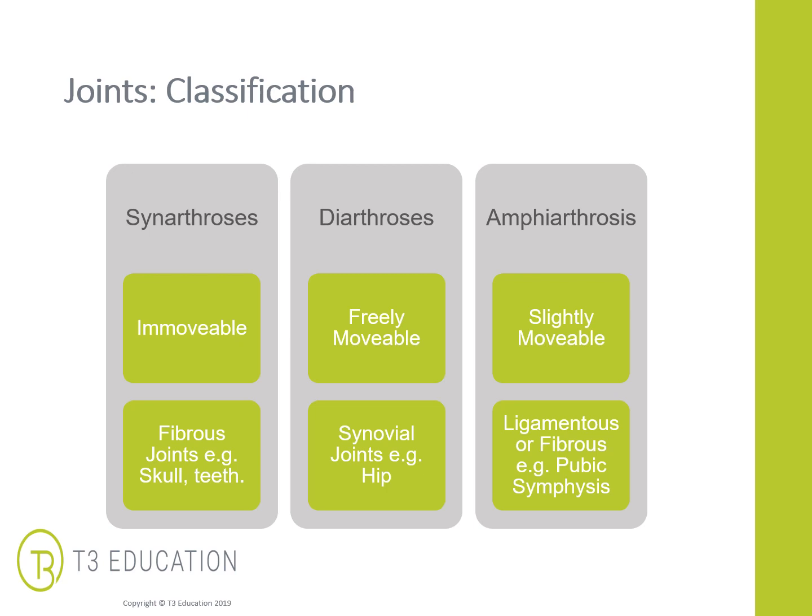Diarthrosis joints are freely movable joints, and these are the joints we're more familiar with, so the hips, the knees, the shoulder, where we've got lots of movement in the joint. We then finally have amphiarthrosis, which is somewhere in the middle, and these are defined as being slightly movable, or ligamentous or fibrous joints. So for example, the joint at the front of the pelvis, the pubic symphysis.